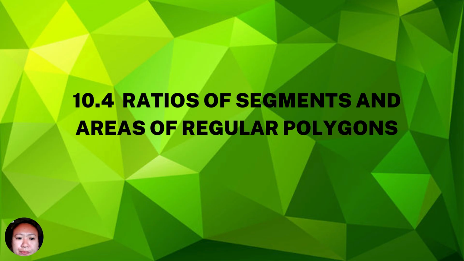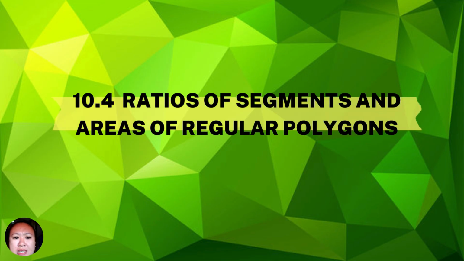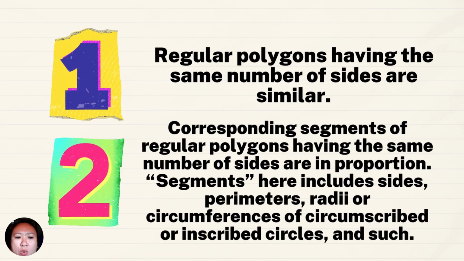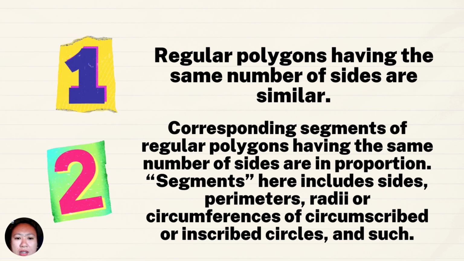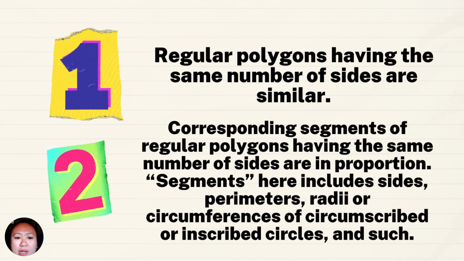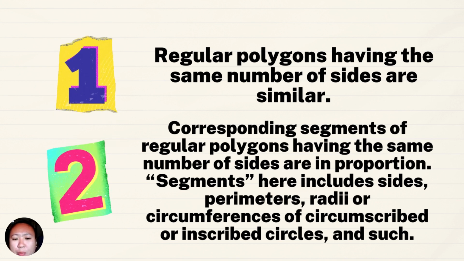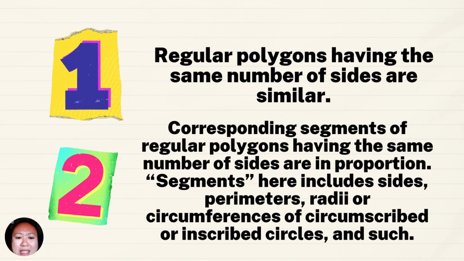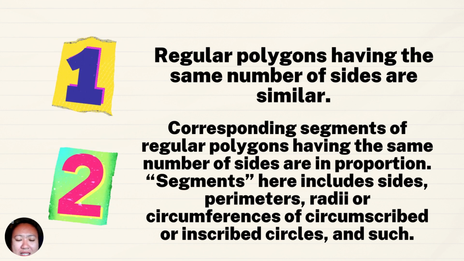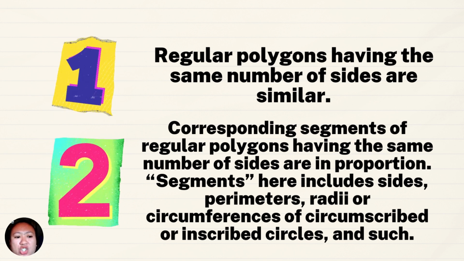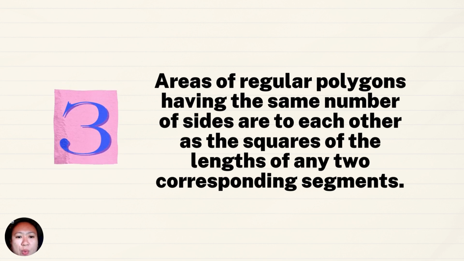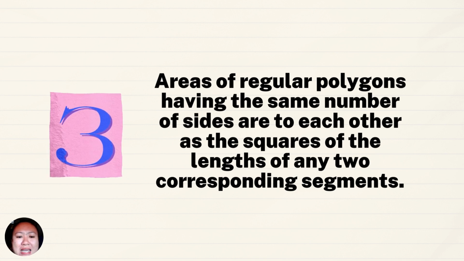Now let's have the ratios of segments and areas of regular polygons. Regular polygons having the same number of sides are similar. Corresponding segments of regular polygons having the same number of sides are in proportion. Segments here include sides, perimeters, radii, or circumferences of circumscribed or inscribed circles and such. Areas of regular polygons having the same number of sides are to each other as the squares of the lengths of any two corresponding segments.